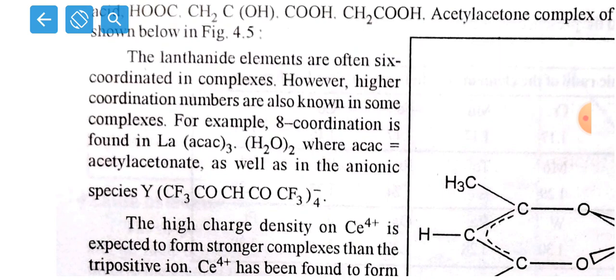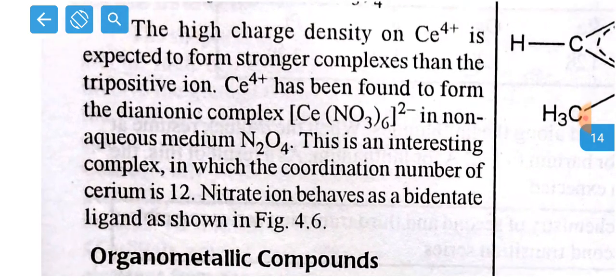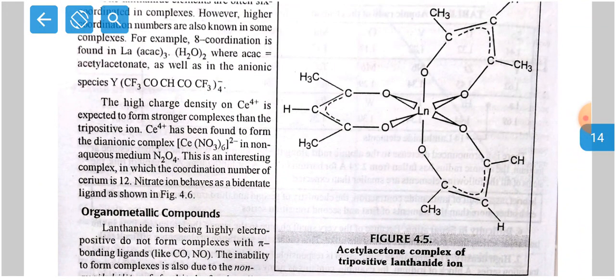The high charge density on cerium 4+ is expected to form stronger complexes than the tripositive ions, and cerium 4+ has been found to form the dianionic complex Ce(NO3)6 2 negative in non-aqueous medium. This is an interesting complex in which the coordination number of cerium is 12. The nitrate ion behaves as a bidentate ligand, as shown in figure 4.6.